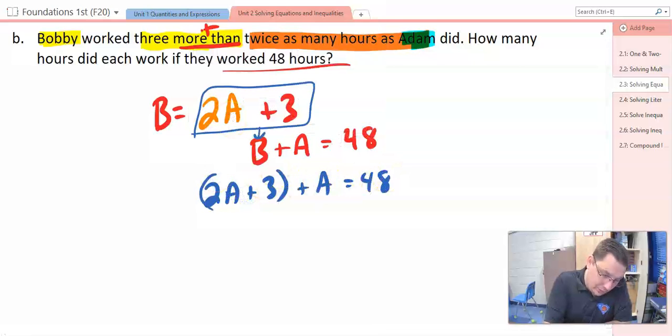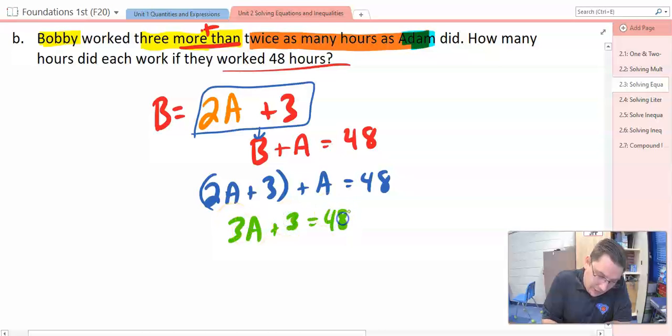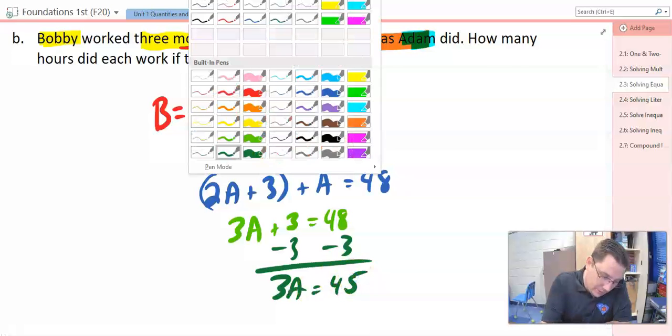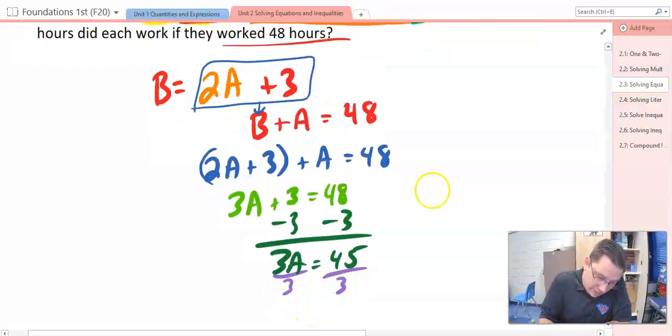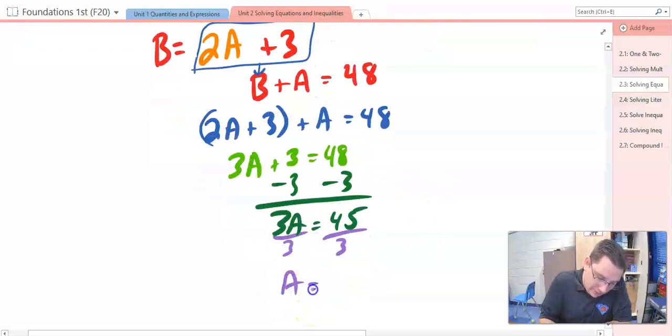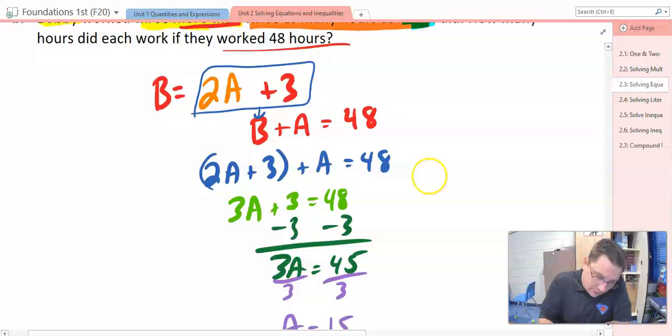And so we will add the a's together. So we get 3a plus 3 is equal to 48. And we will subtract the 3. We're just solving this equation at this point. And so our final step here is that we'll divide both sides by the 3. And we get that a is equal to 15. So what does that a equals 15 represent?